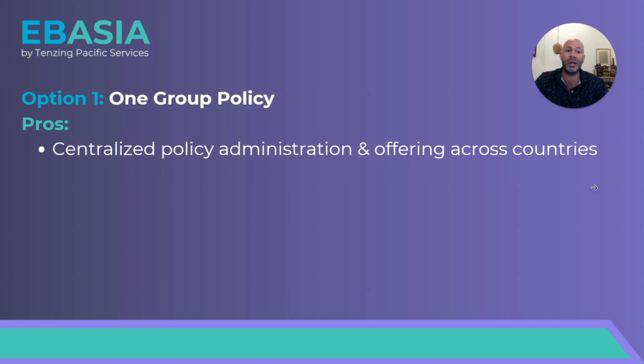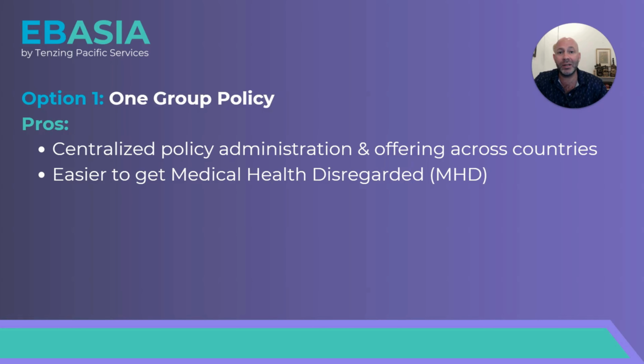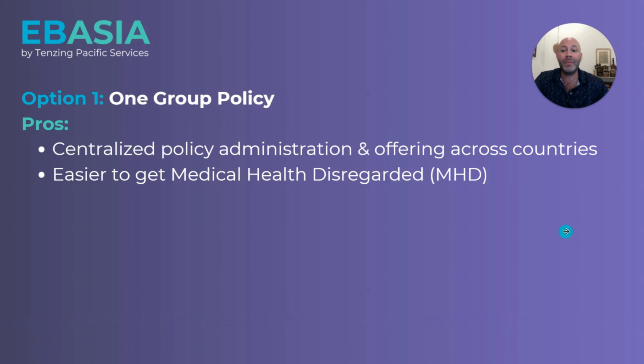So a pro, number one, is centralized policy admin. It's a centralized offering. You're bringing everything under one house. That just makes things a lot easier from an admin perspective, and it's an even, fair offering to all employees across their countries. It's easier to get medical health disregarded, which means pre-existing conditions are covered and waiting periods are waived. Normally, in order to do this, you need to have at least 10 adults or 10 employees. So by expanding to more employees across different groups, it's easier to achieve that.